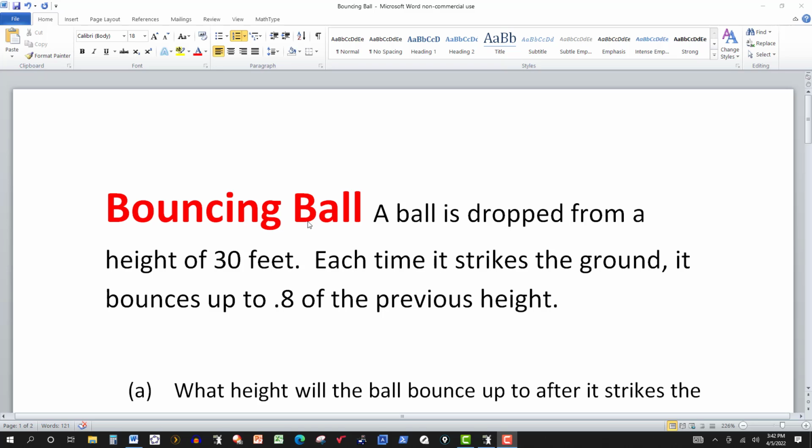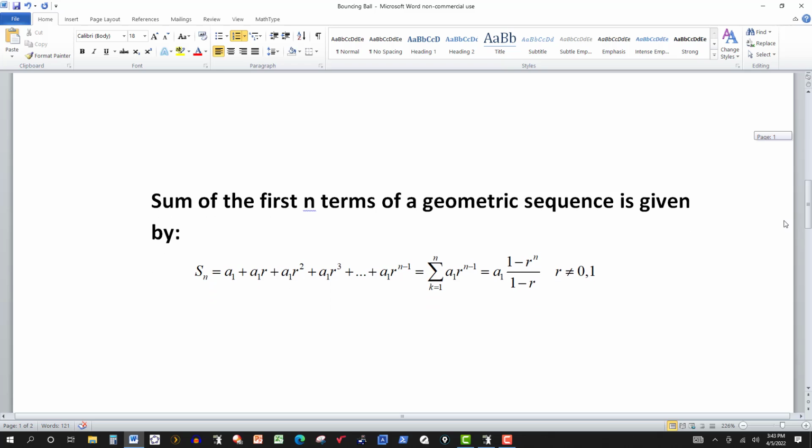So let's look at this first problem that has 4 parts. We have a bouncing ball. A ball is dropped from a height of 30 feet. Each time it strikes the ground, it bounces up 0.8 of the previous height. So it drops 30, and then it goes back up 0.8 or 80% of that distance, which is 24 feet. And then it falls again, and then it goes up again 0.8 of that distance. And it continues until the ball comes to rest. It doesn't bounce anymore. So let me go down to look at first.